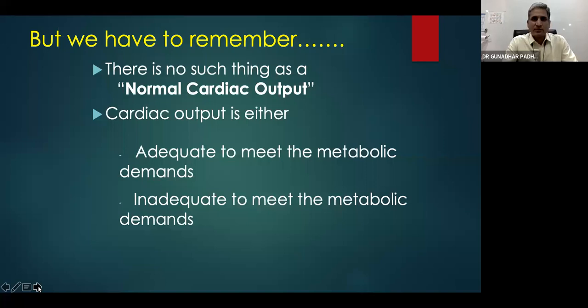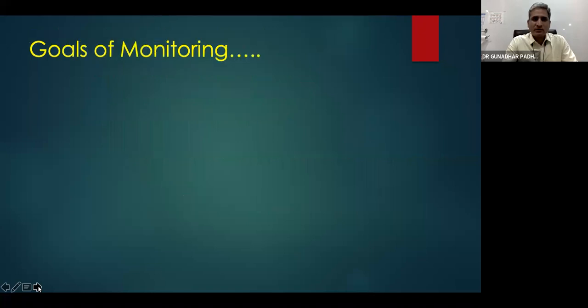And what we remember is that there is no such thing as a normal cardiac output. Either the cardiac output is adequate to meet the metabolic demands, or it is inadequate to meet the metabolic demands. So what are your goals of monitoring? Basically, monitoring goals are very few.